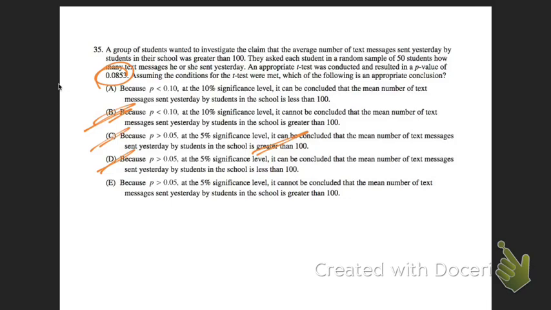A is saying that it can be concluded that the mean number of text messages is less than 100. And then E is saying that it cannot be concluded that it's greater than 100. So now I need to decide what is the tail of the test. Am I doing a greater than or a less than test? What is the question asking? Greater than. It tells me in the problem. So I would choose E. While A is a true statement, that's not what I'm trying to test.